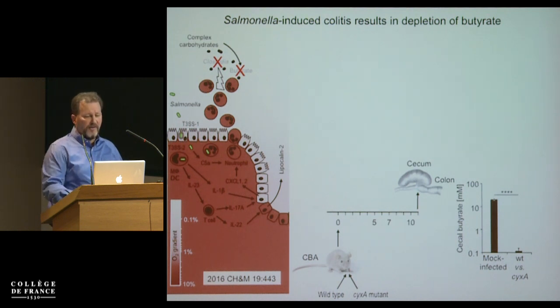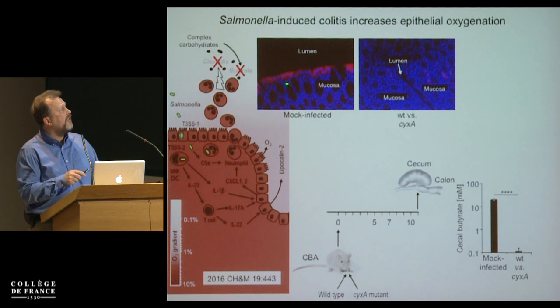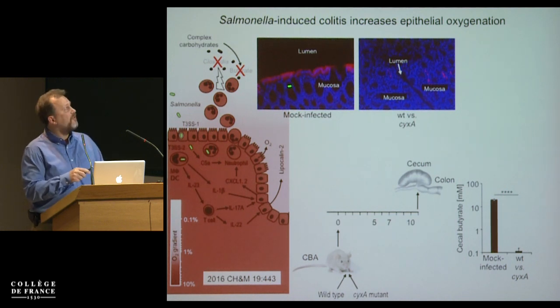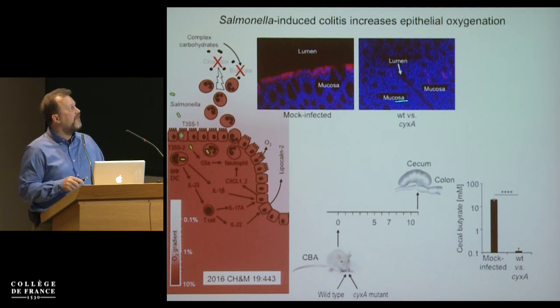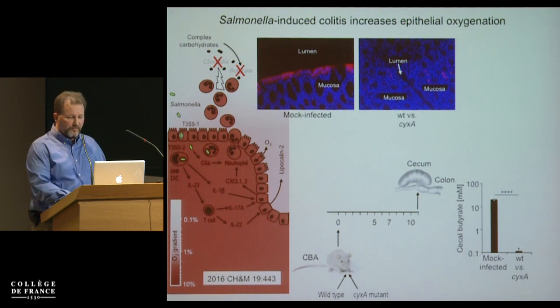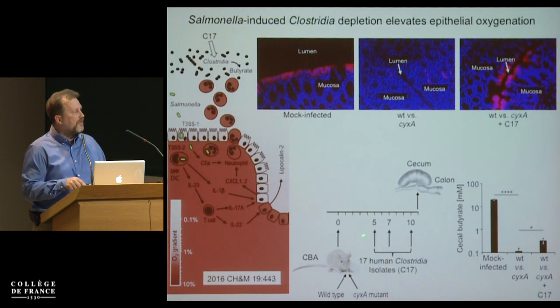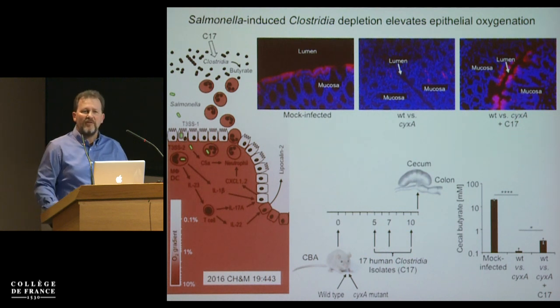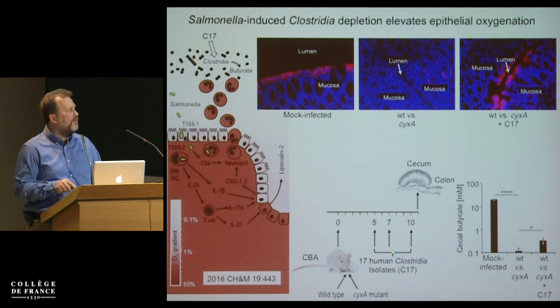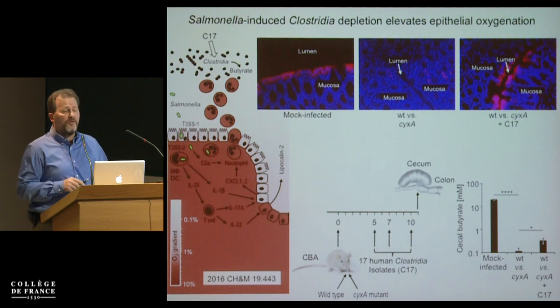And so then you can ask what happens to the hypoxia. So normally the colonic surface is hypoxic, as I showed you before. When you infect with Salmonella, hypoxia disappears, the epithelium becomes fully oxygenated. And then you can ask, is that really due to Clostridia depletion, right? So we added back Clostridia at 3 different times. It's a community of 17 human Clostridia isolates from Kinya Honda in Japan we used for this purpose. And when you do that, butyrate levels increase and hypoxia returns to normal levels.